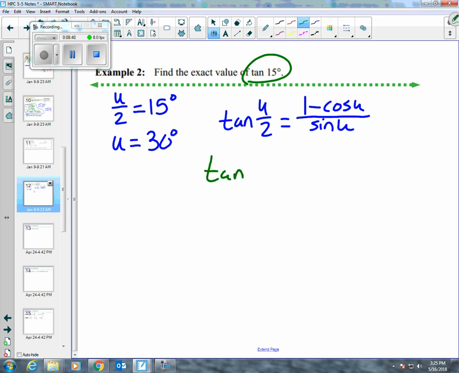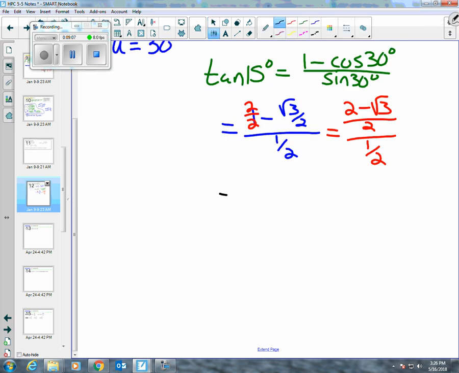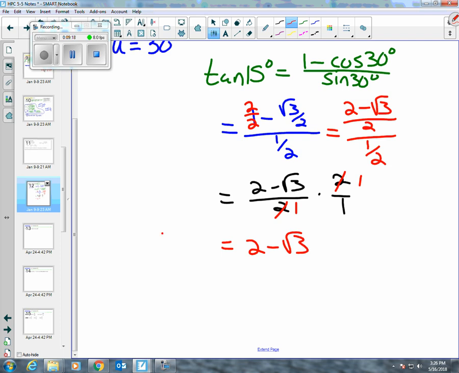All right, so let's go ahead and write that out then. Tangent of 15 degrees would be 1 minus the cosine of 30 degrees over the sine of 30 degrees. And then I'm going to do that arithmetic. So we have 1 minus square root of 3 over 2 over 1/2. We need to get a common denominator up top, so we follow order of operations. So I've got to put those together. So 2 minus square root of 3 over 2 over 1/2. We've got dividing two fractions, so we need to multiply by the reciprocal. So we're going to multiply by 2 over 1. The 2's will divide to 1, and we're left with 2 minus square root of 3 for our tangent of 15.